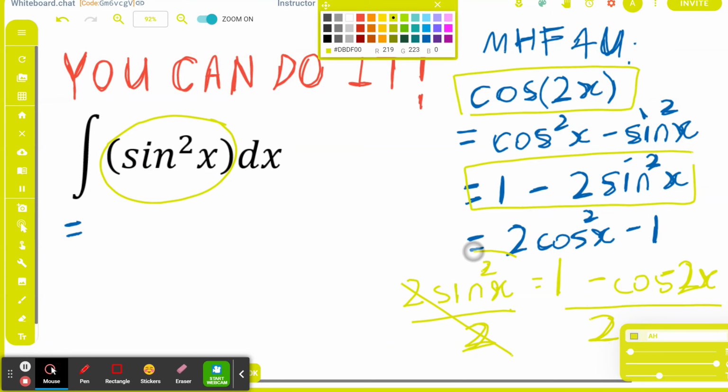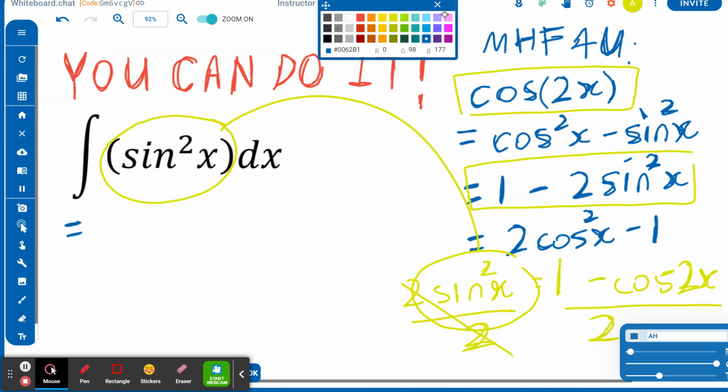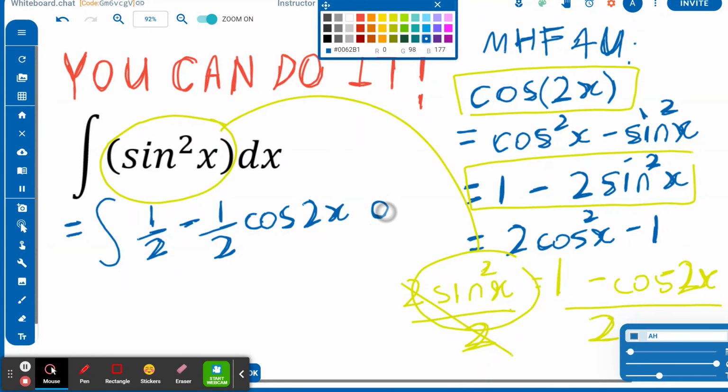I can cross that out. This is the connection I'm making. Let's go back to the original blue. There we go. So this is going to be the antiderivative of 1 divided by 2. Notice I'm expanding it as two different parts. Minus 1 divided by 2 times cosine of 2x. And again, we're finding the antiderivative of this entire expression with respect to x. Let's put brackets just like that.